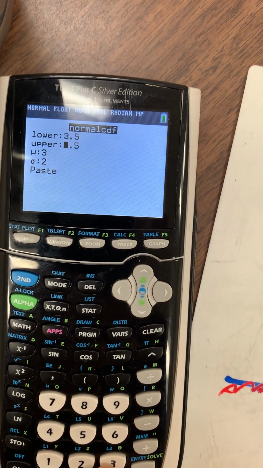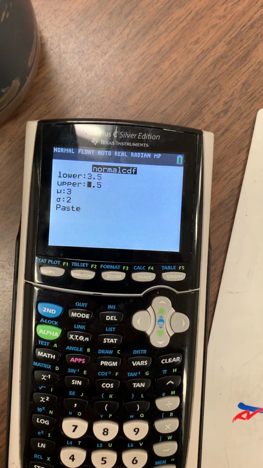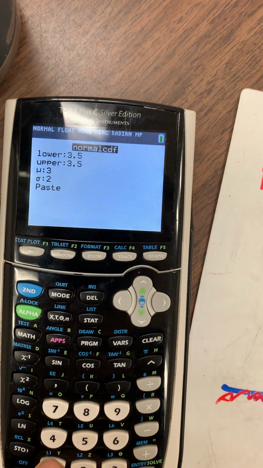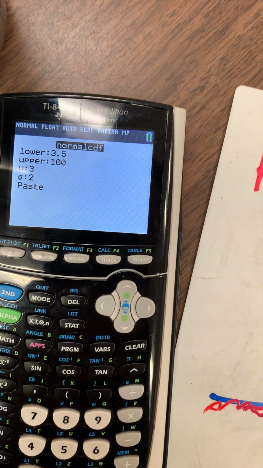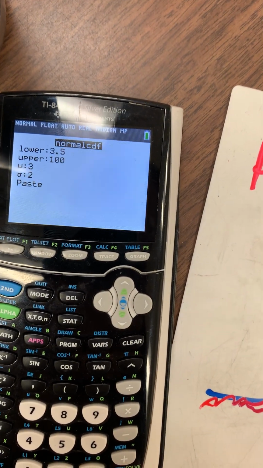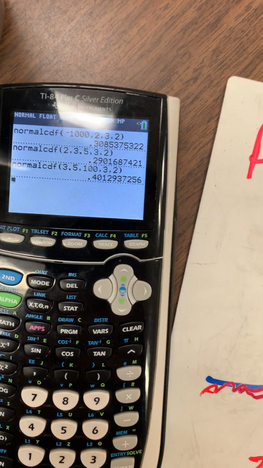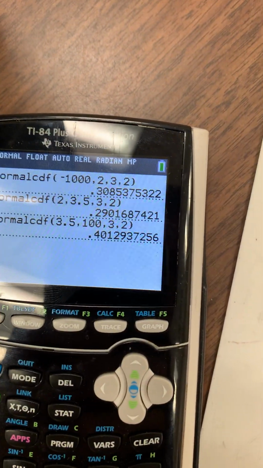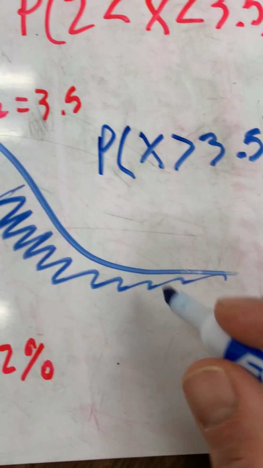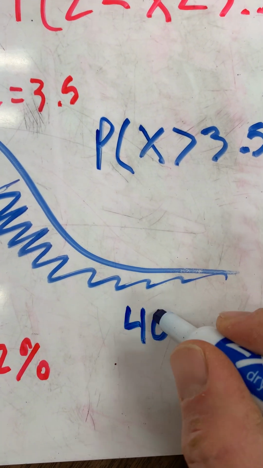My upper now needs to be significantly large. I could choose any large number, and there really wouldn't be a difference between 100 and 1,000. So I'm just going to use 100. Same mean, same standard deviation. Go ahead and click paste, and that area works out to be 40.13.